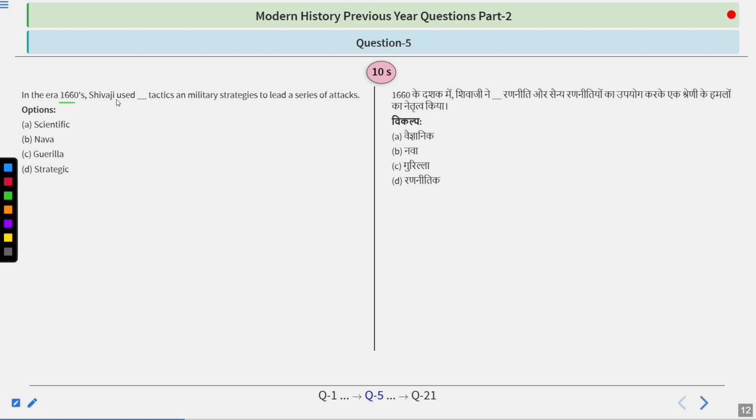In the era of 1660s, Shivaji used dash tactics in military strategies to lead a series of attacks. Options are scientific, naval, guerrilla, or strategic. Very simple question. If you have ever heard about the stories and the valor of Shivaji Maharaj, try to find out the answer, guys.